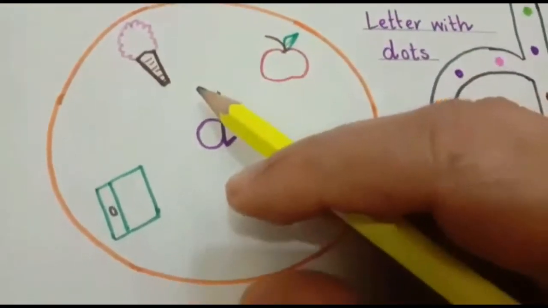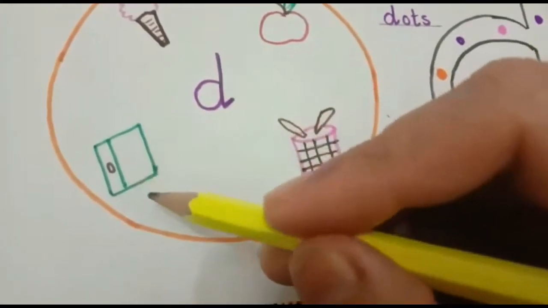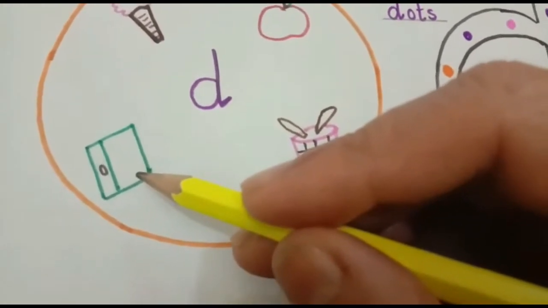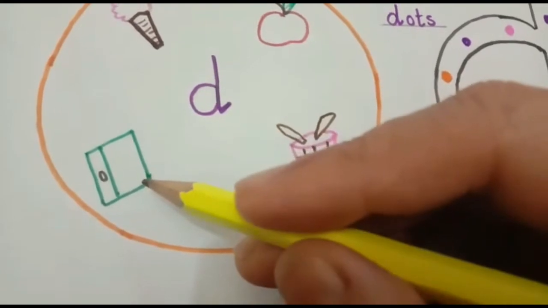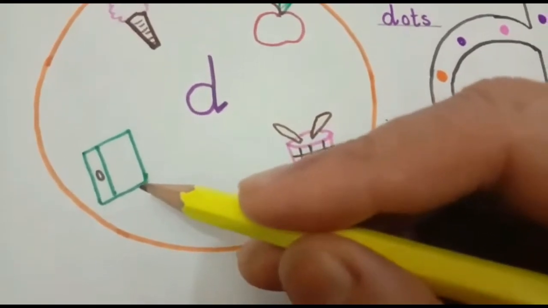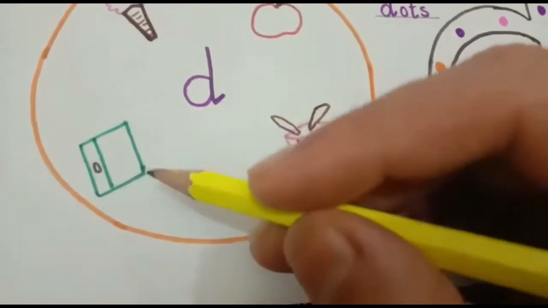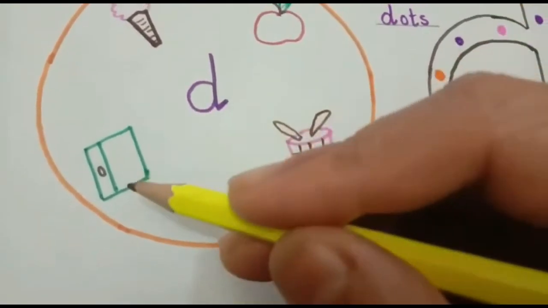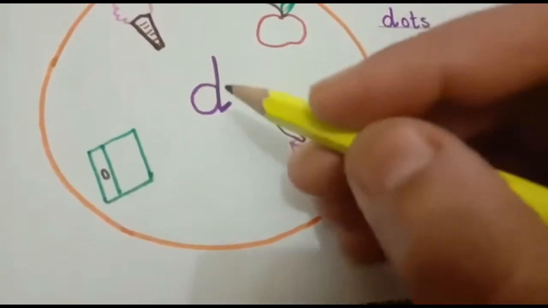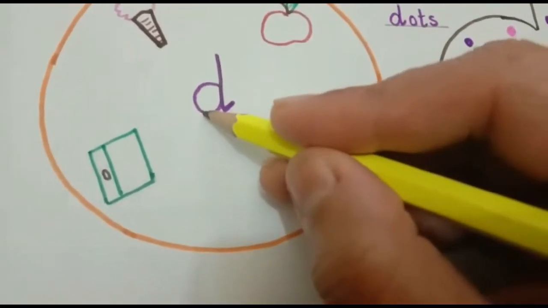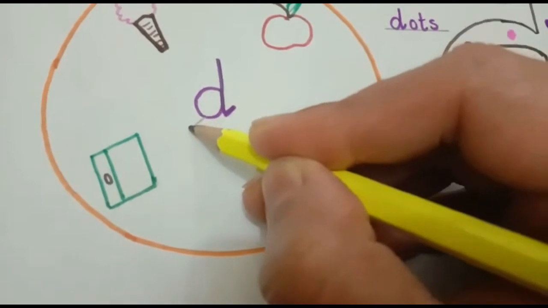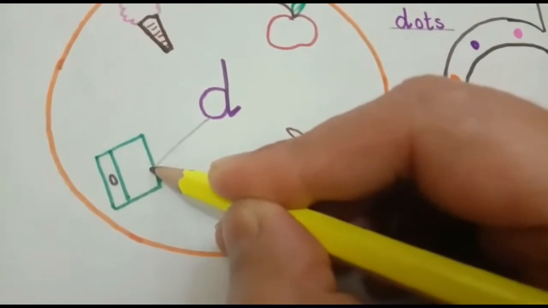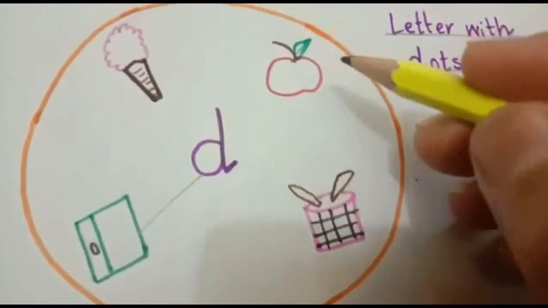Now next, what is the next picture? Yes, this is a door. Door. What is the beginning sound of this picture? Door. D. Great. D. D. It means we will join letter D with this picture. D. D. Door. Great.